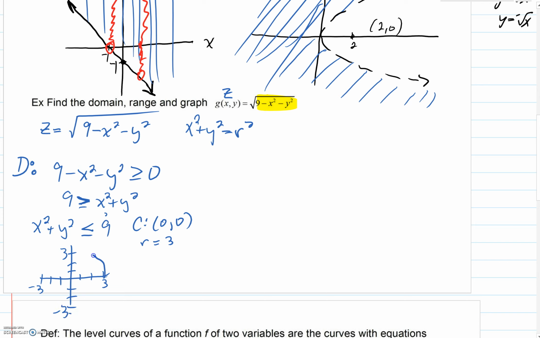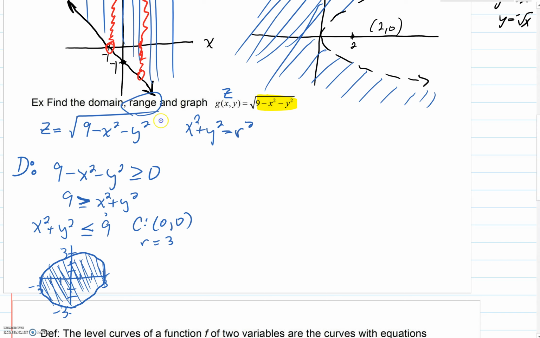And I'll tell you what, we can go ahead and just get this circle, but it's shaded inside. If you plugged in 0, 0, it's going to be true. What you're saying is, hey, if you want to plug something into this function and get a real answer, you can only have x, y's, ordered pairs, that are coming from within that shaded circle there. Case in point, if you would have plugged in 4, 0, you would see that the inside of the radical would be negative.